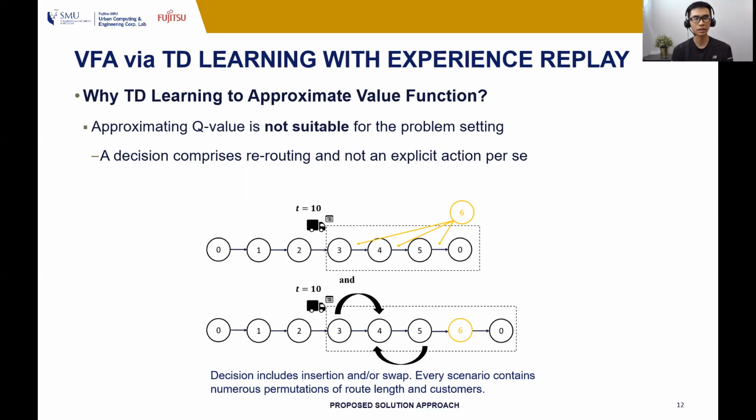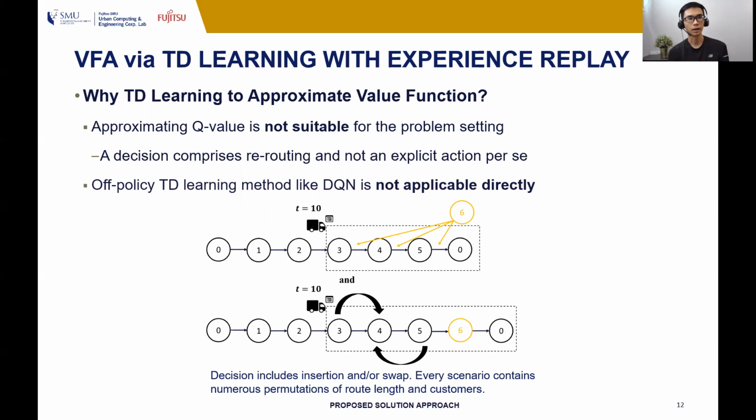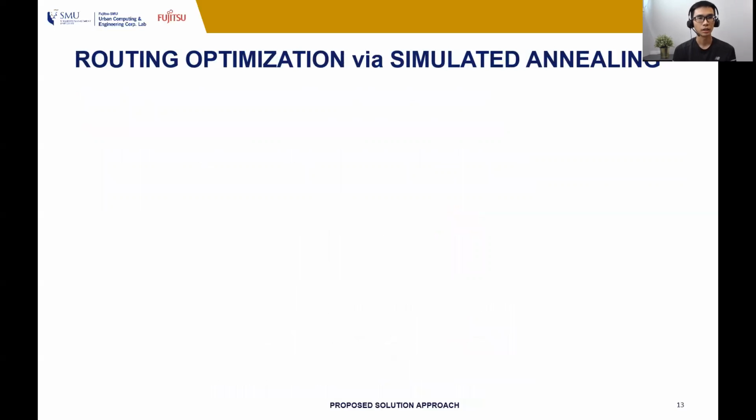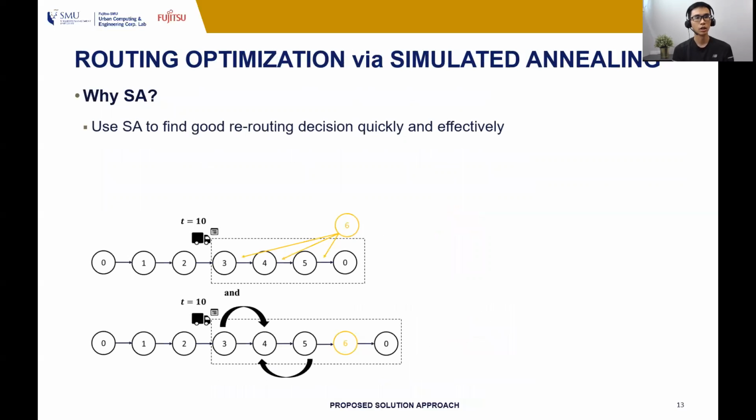So the action involves rerouting and not an explicit action. So off-policy temporal difference learning like DQN is not applicable directly here. Next, simulated annealing. Why simulated annealing? We propose SA as a way to find good rerouting decisions quickly and effectively.